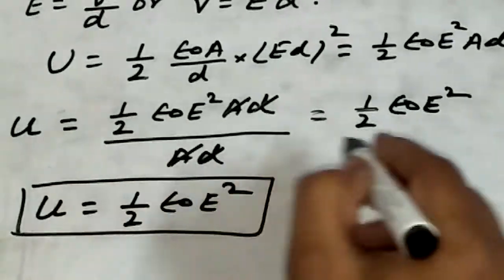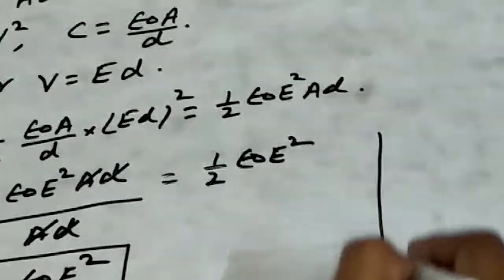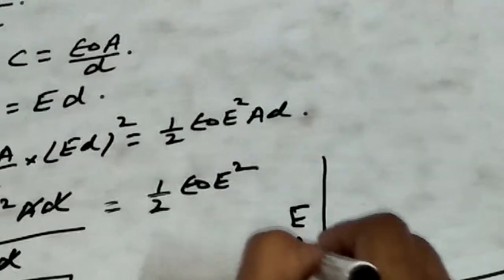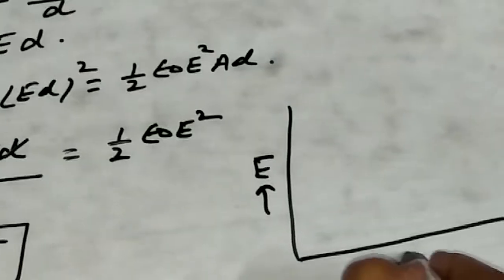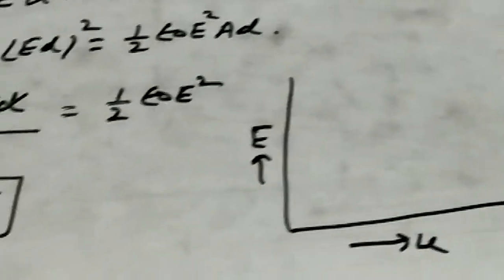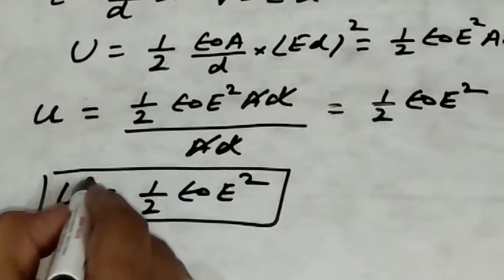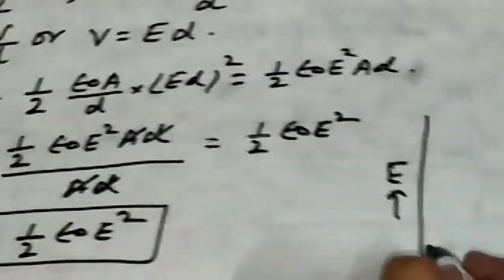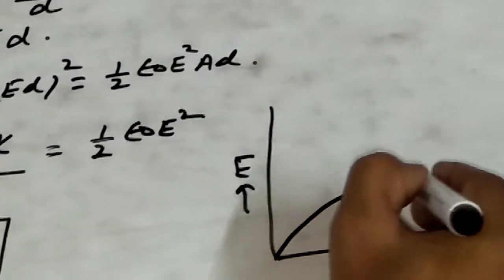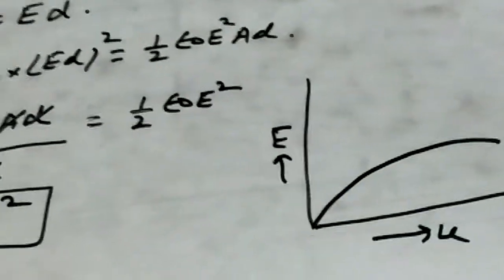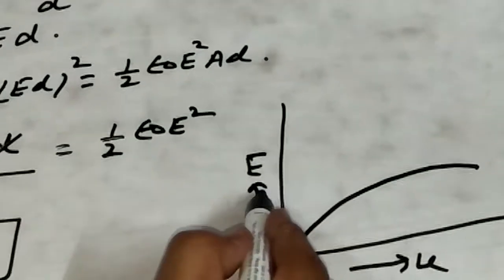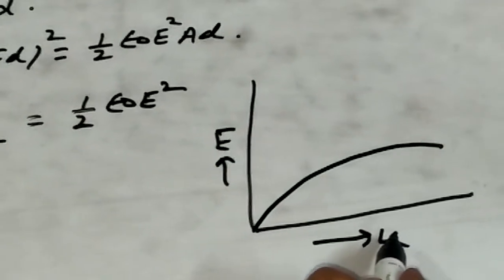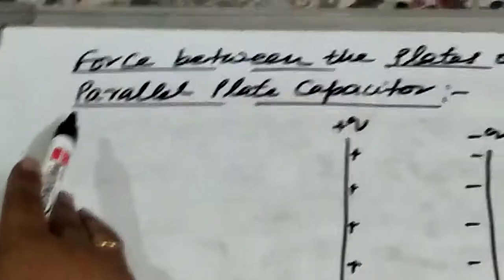And when we draw a graph between electric field E and energy density u, since u is linear and E is quadratic, this is a parabolic graph, and the shape of the parabola is this one. So this is the graph between electric field and energy density in a capacitor.